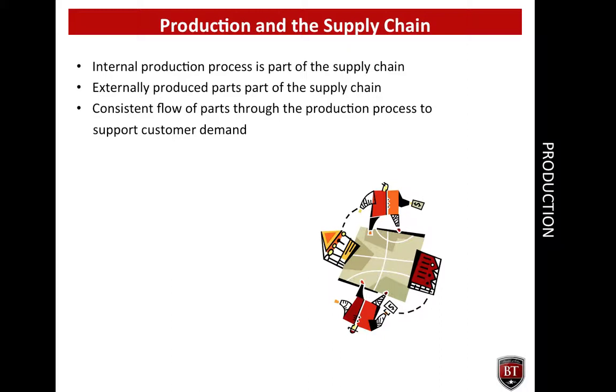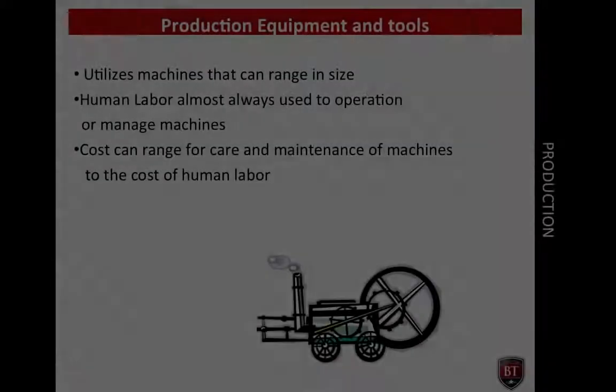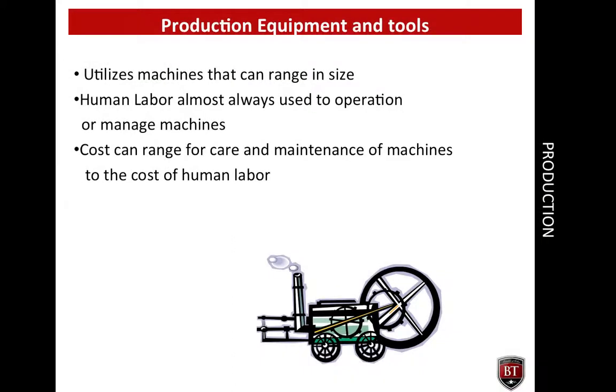Part of the supply chain function is to ensure the material flow is consistent with the customer demand. If parts have been outsourced and are being manufactured by a supplier, the production process is critical. The supply chain has to consider the time it takes a supplier to produce the parts and to deliver them to your facility. As previously stated, production utilizes machines, tools, and labor.